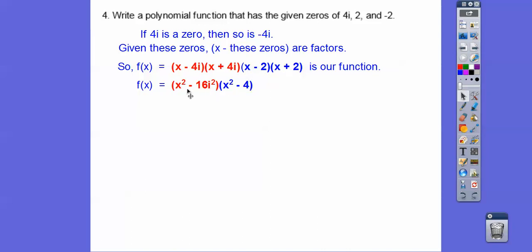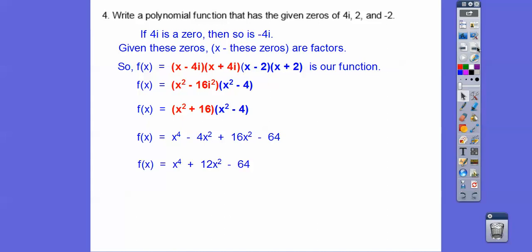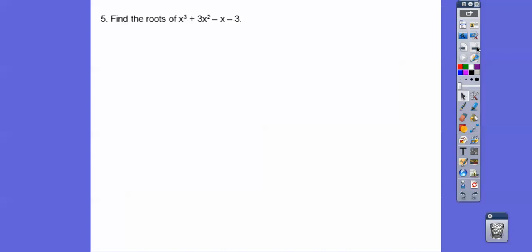And then let's multiply reddy times bluey right there. So we're going to get that. Remember, i squared is negative 1, so negative 16i squared is plus 16. So first, outer, inner, last, and so there you go. Piece of cake. Sorry about that if it's not a piece of cake.